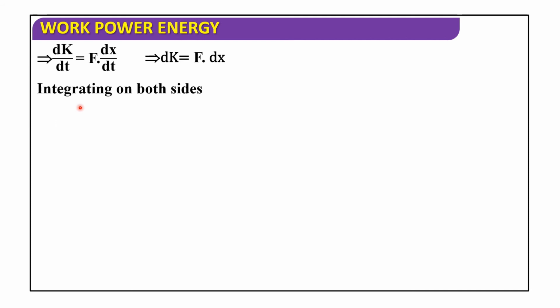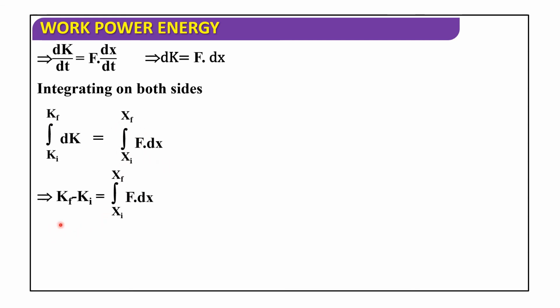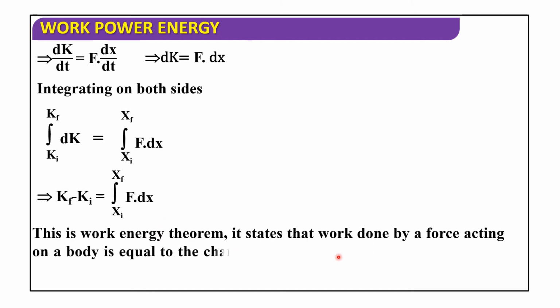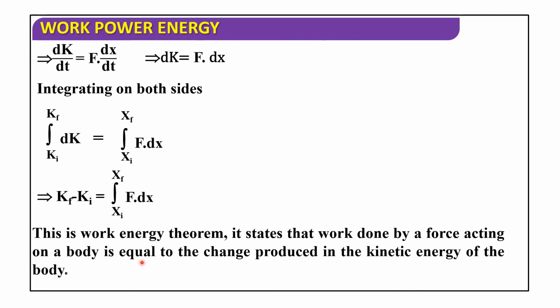So integrating on both sides, the integration of Ki to Kf dK is equal to the integration of xi to xf F into dx. So Kf minus Ki is equal to the integration of xi to xf F into dx. This is the work energy theorem. It states that the work done by a force acting on a body is equal to the change produced in the kinetic energy of the body.